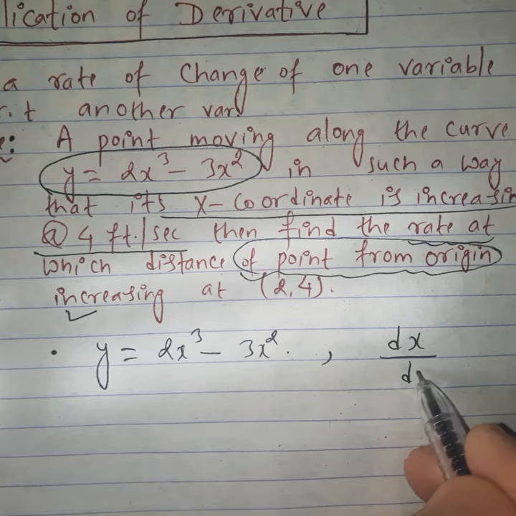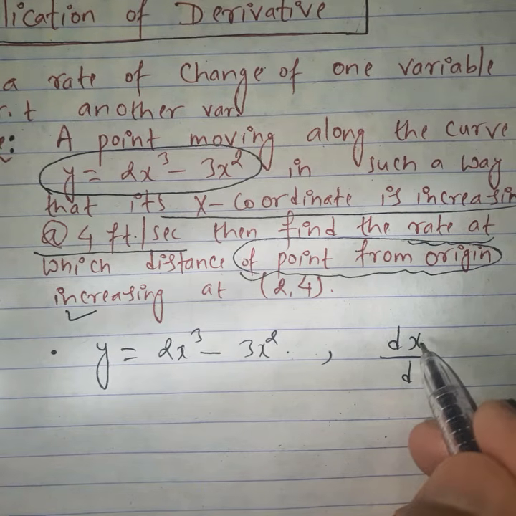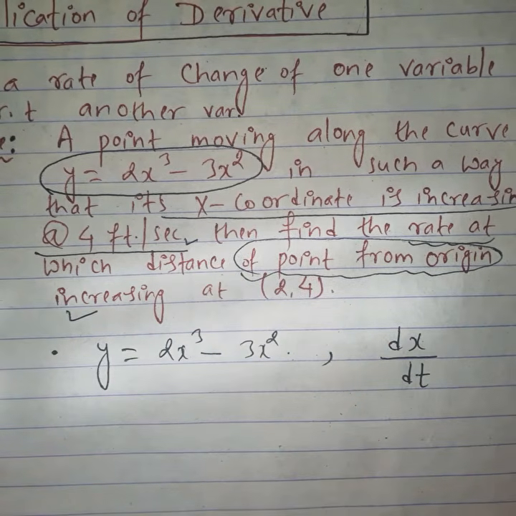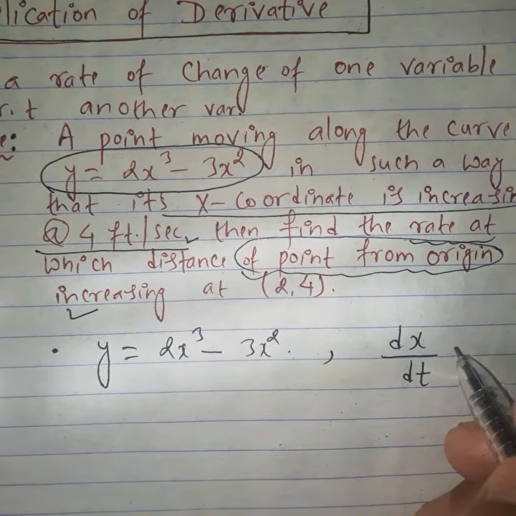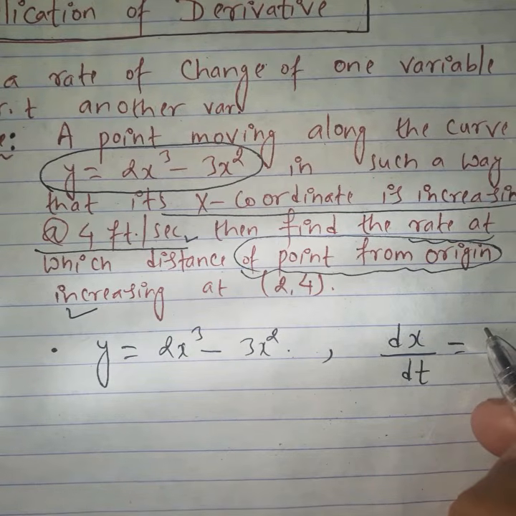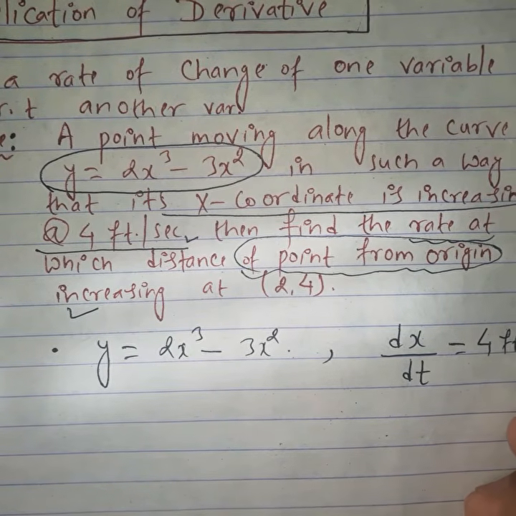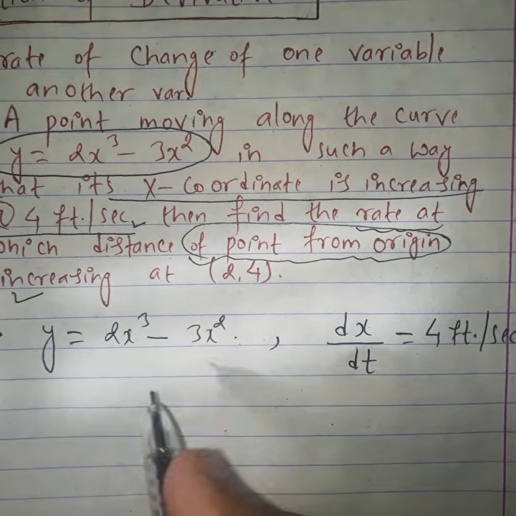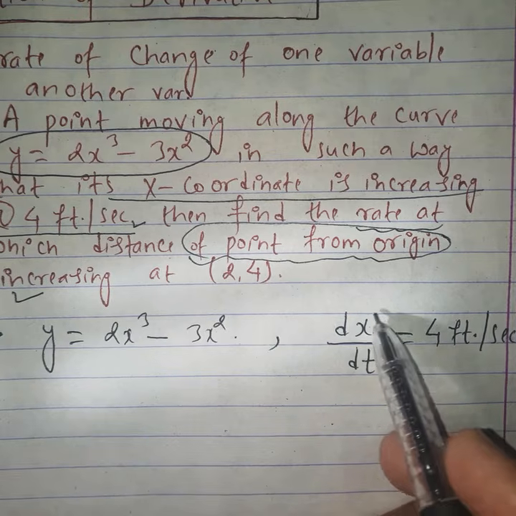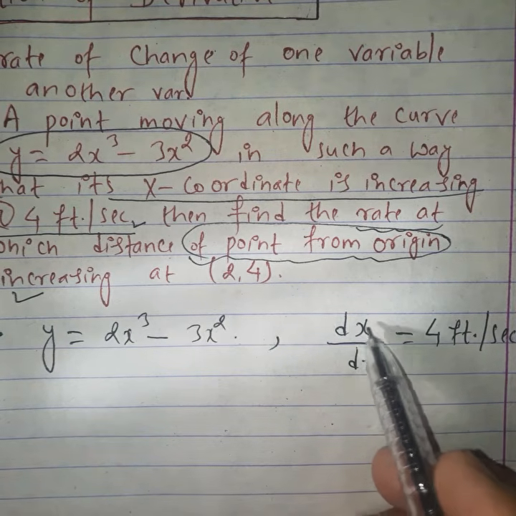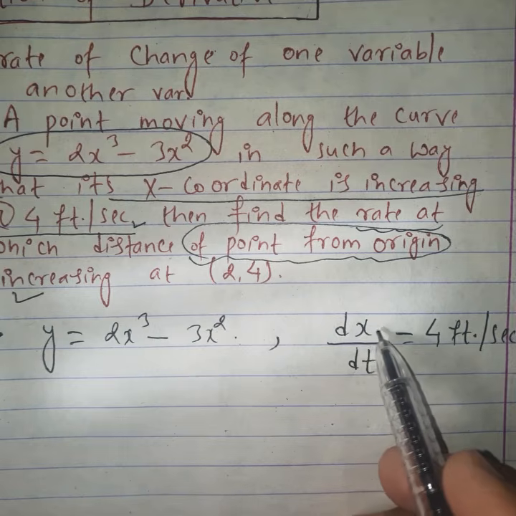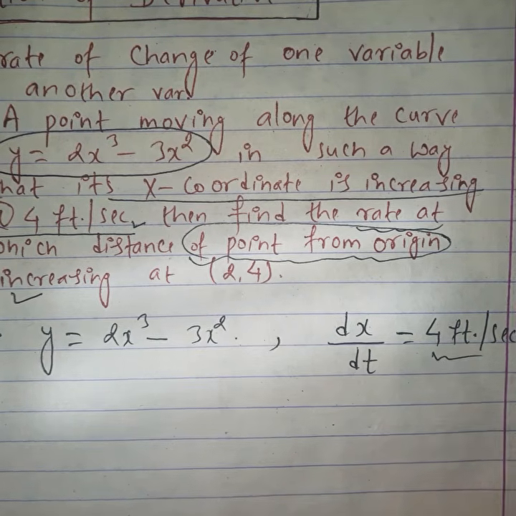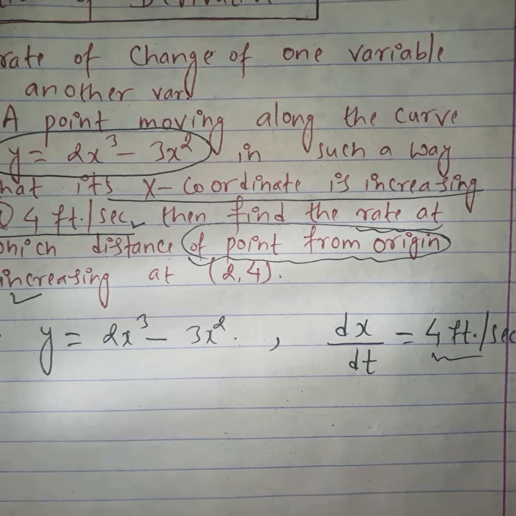So we have to differentiate x with respect to the time, because here the second is involved. Second is the unit of the time. So dx over dt is given as 4. It is measured in feet per second. Two very important things are given here: the locus of the point, and the rate of the increment of the x coordinate with respect to the time, 4 feet per second.